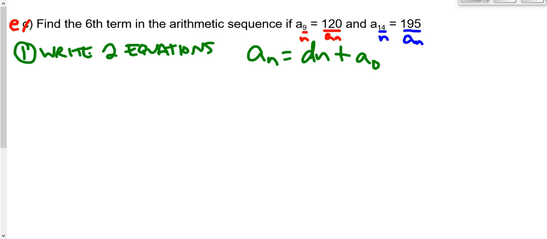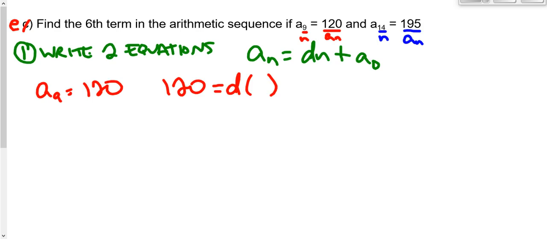So let's go ahead and try to do step 1. We've been given a sub 9 equals 120. So the equation we can write from that is 120, this is our a sub n term in front, equals the common difference times the term number, and I've been given the term number, this is the 9th term. And then we're going to add a sub 0. I don't know what a sub 0 is. So I plugged in that n equals 9 into my equation, and I know a sub n is the number 120.